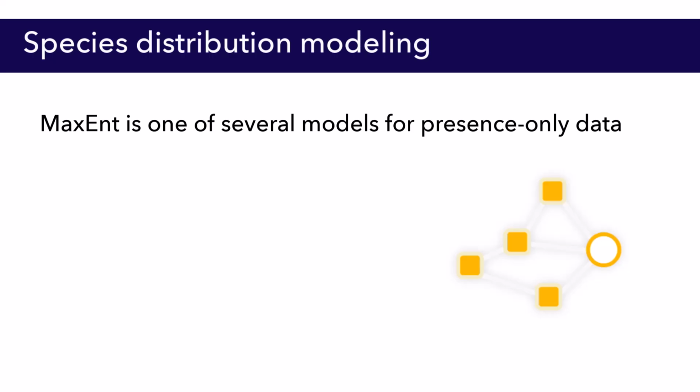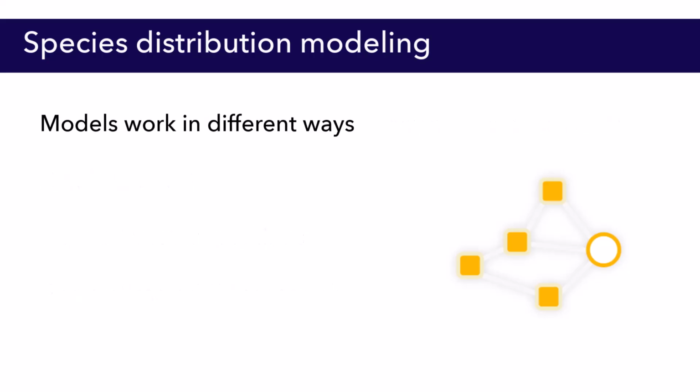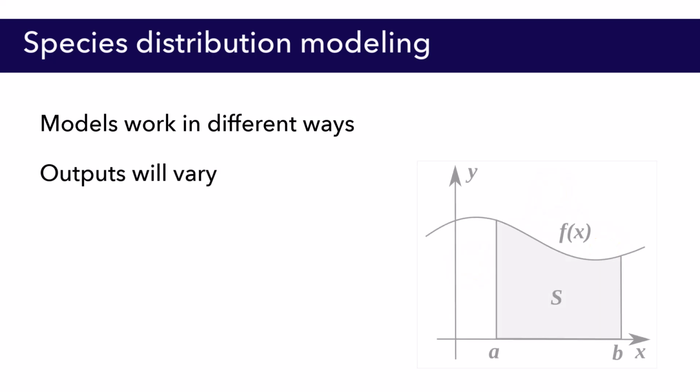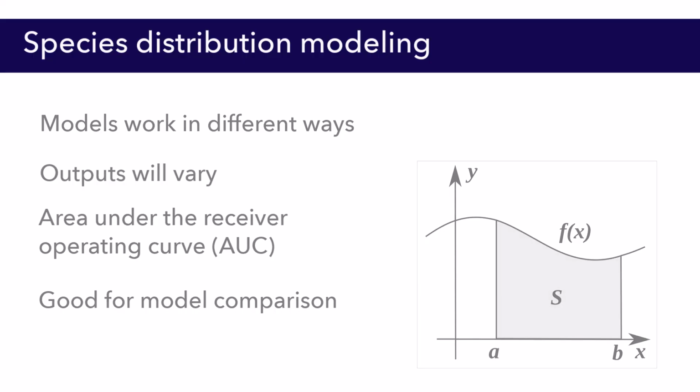Other types of models that are frequently employed for presence-only species distribution modeling are random forest, support vector machines, and generalized additive models. Each of these models works in different ways with the data provided to make predictions. Therefore, the outputs are likely to vary from model to model. Accuracy metrics like the area under the receiver operating curve, or AUC, can be used to understand how well the model fit the data and compare different models.